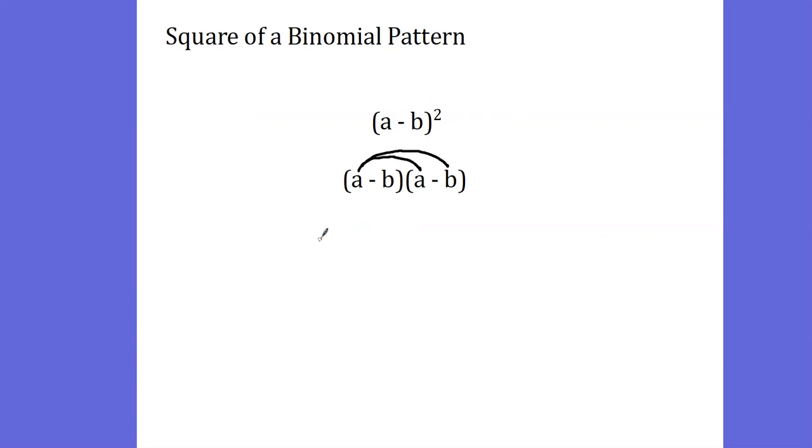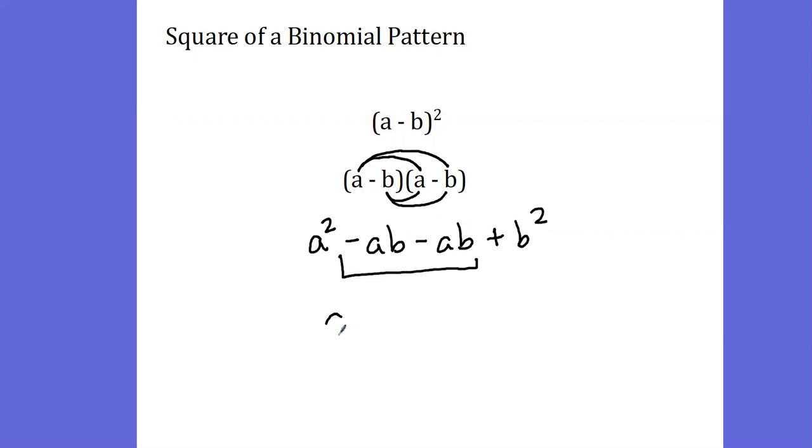A times a would be a squared. This is the outers, the O part of FOIL. A times negative b will be minus ab. The I part of FOIL, the inners, negative b times a. Once again, that's going to be minus ab. And negative b times negative b, a negative times a negative would be positive, so I can just view this as plus b squared. These are like terms. I can combine them. This is a squared minus 2ab plus b squared.